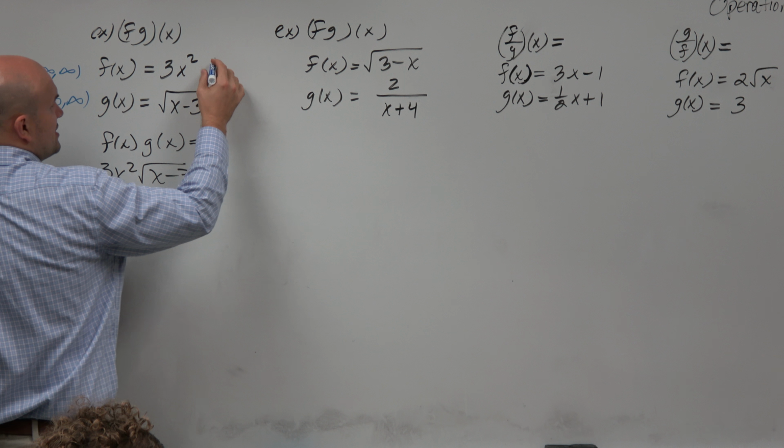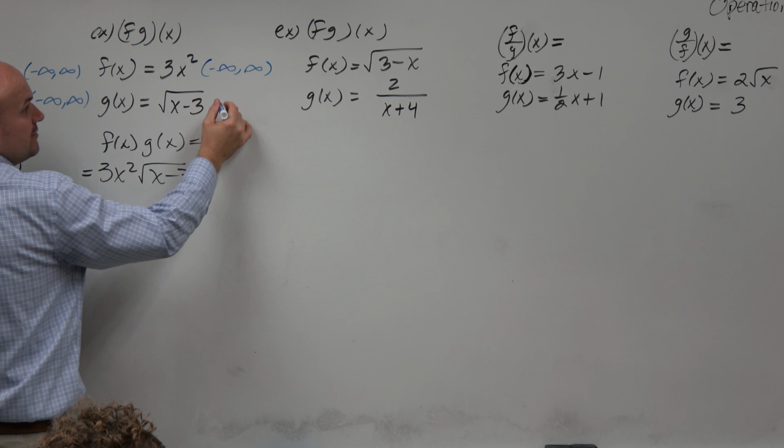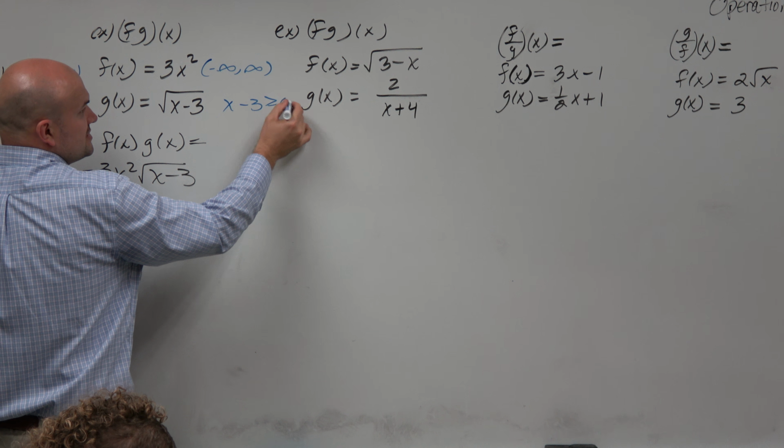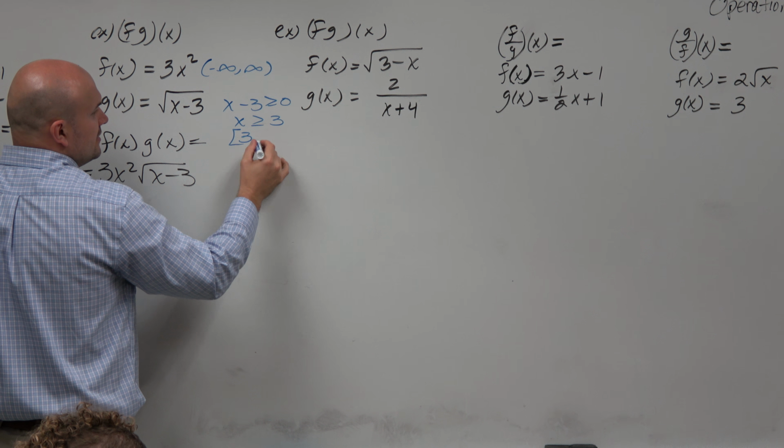So we see here a quadratic. OK, negative infinity to infinity. Here we see, oh, it's a radical. When you have a radical, you always have to set the inside greater than or equal to 0, right? X has to be greater than or equal to 3. So therefore, 3 to infinity.